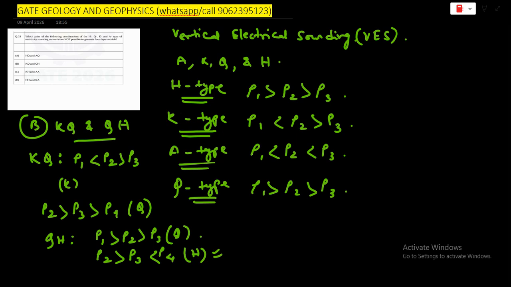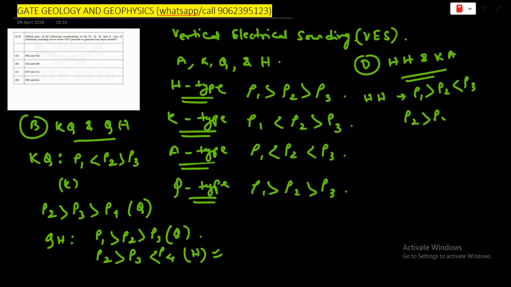Now look at option D, that is HH and K. For HH, this would mean rho 1 greater than rho 2 less than rho 3, and rho 2 greater than rho 3 less than rho 4. But wait, if the first part says rho 2 less than rho 3 and the second part says rho 2 greater than rho 3, that's a glitch in the matrix. You can't be taller than your brother and shorter than him at the same time.